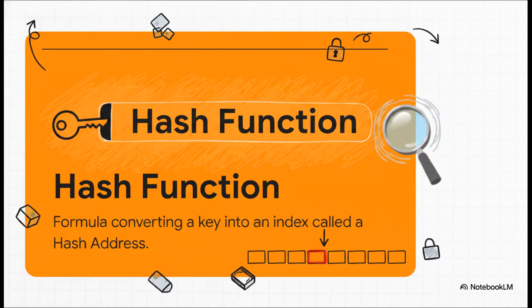But here's the million-dollar question. How do we know exactly which bucket to drop our data into? Enter the hash function. It's just a mathematical formula that takes a piece of data, we call that your key, and converts it into a specific index in our array. The output of that calculation is your hash address. So your key goes in and out pops the exact memory address. It's essentially an automated catalog system letting us completely bypass the need to search.